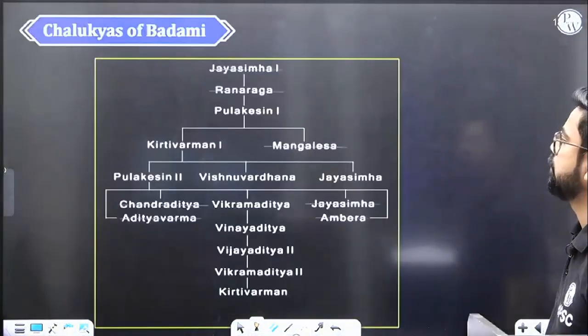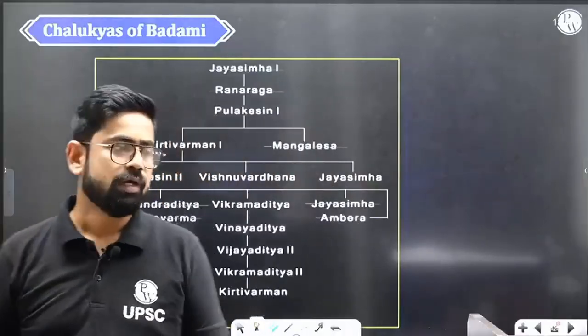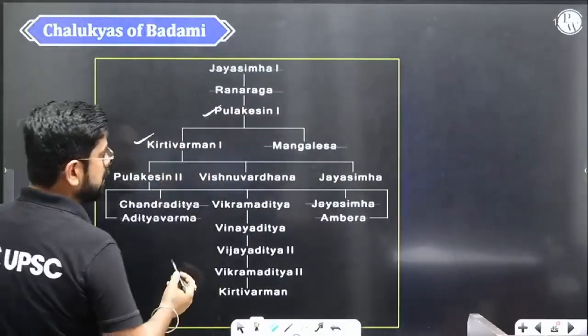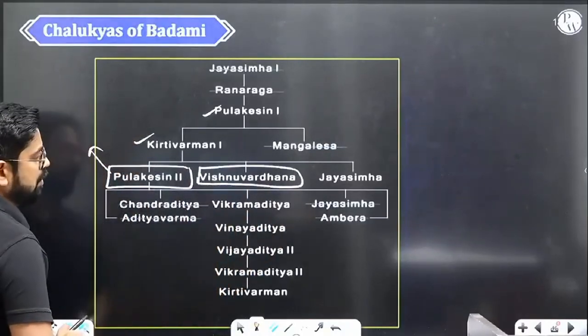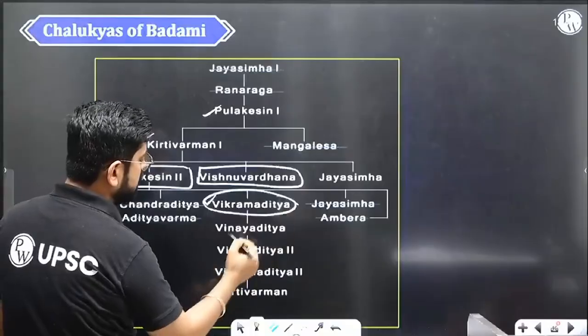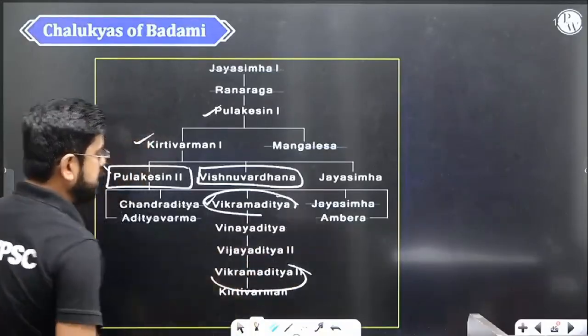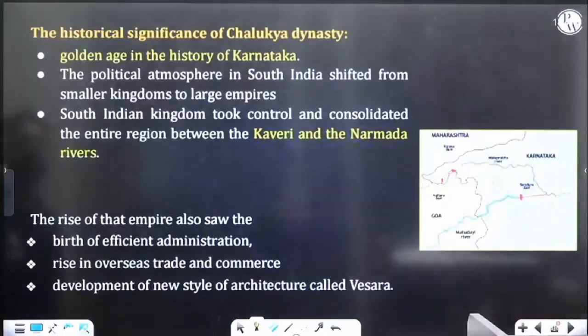So Pulkesin I, here also you can revise anyway, whatever way you want to. You can talk about Pulkesin I founder, you can talk about his expansion, then you can talk about Pulkesin II, his military expeditions, and see his brother Vishnuvardhan over here. Then Vikramaditya I is important, Vijayaditya not very important, Vikramaditya II is important. That's it. Nothing else. Okay. So now let's talk about their contribution.